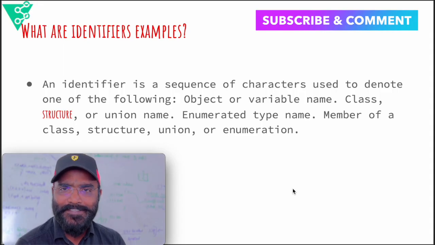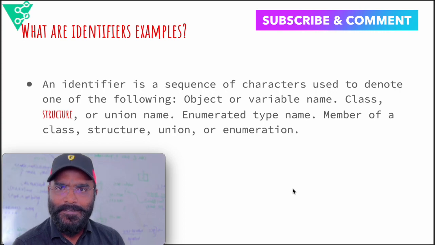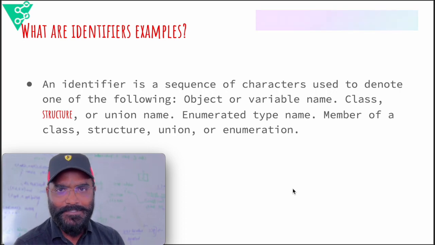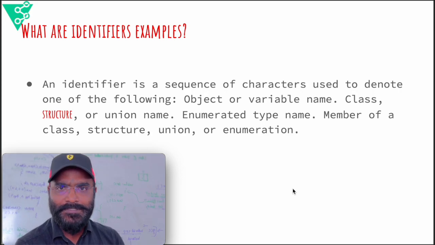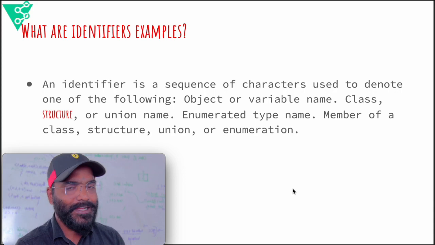What are identifiers and examples? You have seen many times declaring variables like int a or float b. Likewise, you have the names for classes, derived types, names for enumerators, names for structures. So all these are called identifiers.